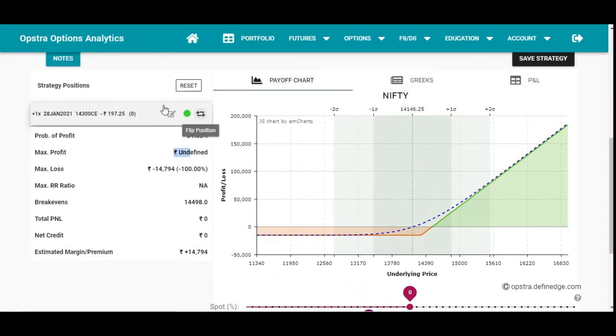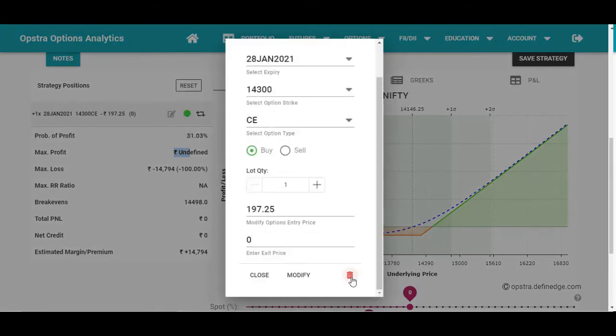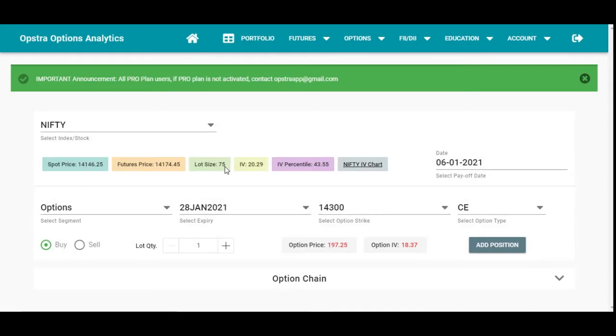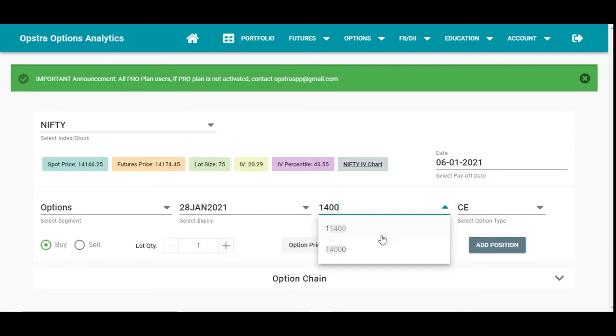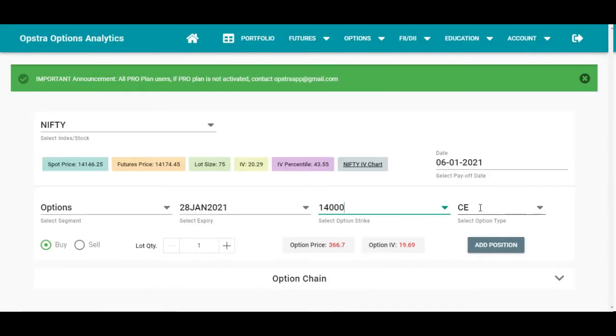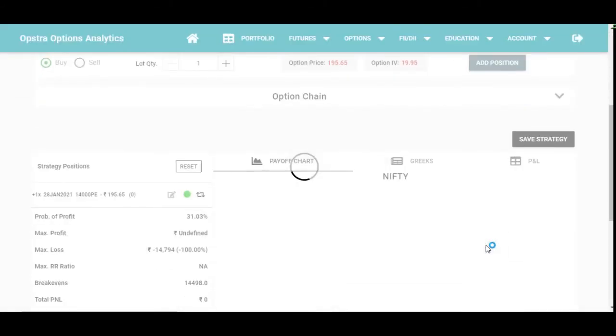But if the trader thinks the market is going to move downside, in this case he or she should buy a put option. Right now the market is at 14,146. Let's assume the trader thinks the market will expire, means go below 14,000. In this case he should be buying a put option. You can see the same 14,000 put option is trading at the level of 195. Once you buy that, this will be the payoff graph.